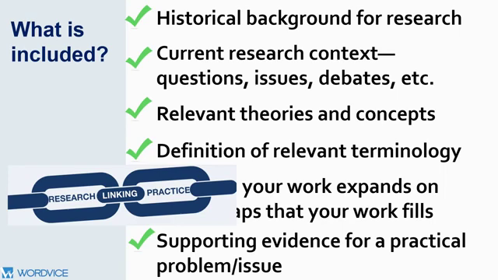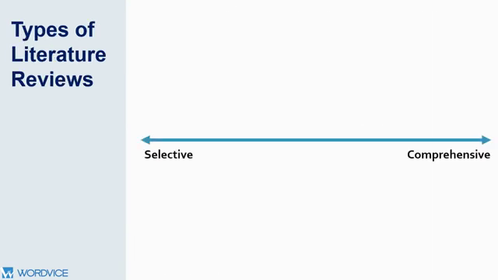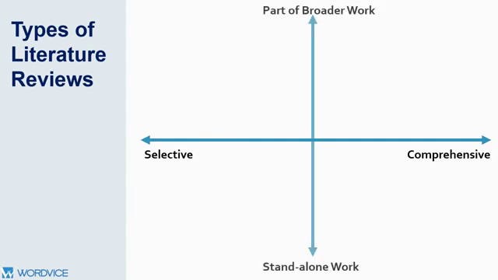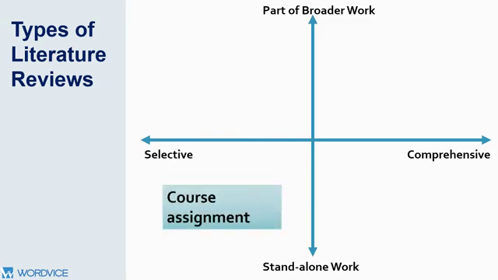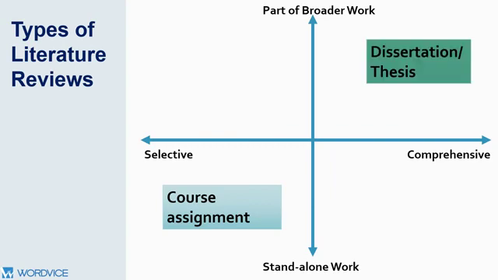researchers have deemed significant. Literature reviews range from the selective, a very narrow area of research or only a single work, to the comprehensive, or a larger amount or range of works. They can also exist as part of a larger work or stand on their own. A course assignment is an example of a selective standalone work. It focuses on a small segment of the literature on a topic and makes up an entire work on its own. The literature review in a dissertation or thesis is both comprehensive and helps make up a larger work.